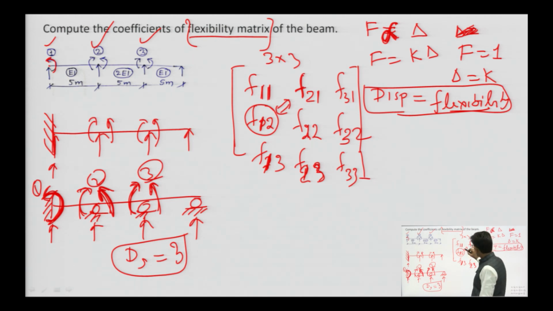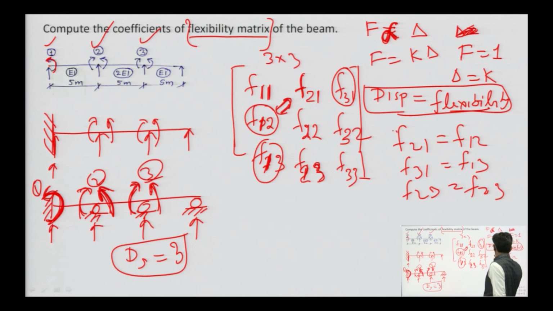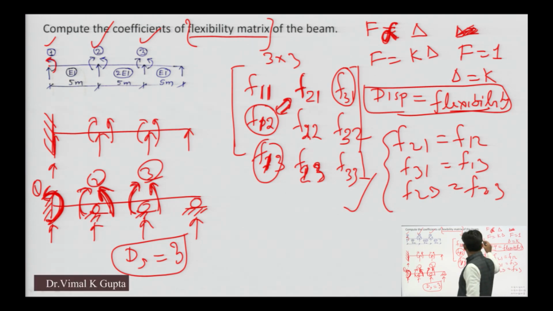Now the values of these coefficients F12 and F21 are the same. F13 is equal to F31, and F23 is equal to F32. It is according to Maxwell's theorem. So this is the usefulness of Maxwell's theorem: we need to find only half of the part.